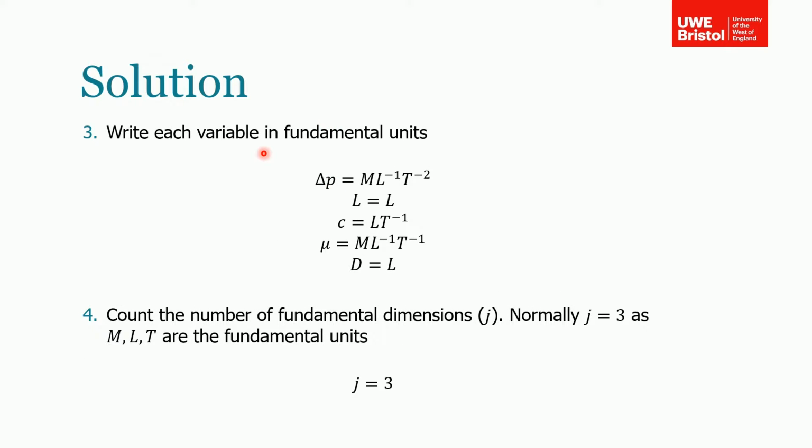We then need to write each variable in terms of its fundamental units. So obviously pressure is pascals or newtons force over area, or mass times acceleration over area. So that gives you mass over length over time squared. Length is obviously equal to length, velocity is length over time. Viscosity we've derived before, again, is mass over length over time, and diameter is also a length scale. We need to count the number of fundamental dimensions, so these all have a combination of M, L or T, and therefore j is equal to 3.